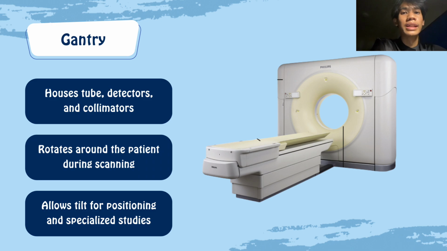Next, and also the last component, is the gantry. The gantry houses the X-ray tube, collimator, and the detector. The gantry moves from the superior part to the inferior part, or vice versa, depending on how the radiographer sets up the room. And lastly, the gantry can be tilted for specialized studies or for certain examinations that require positioning that the patient can handle.